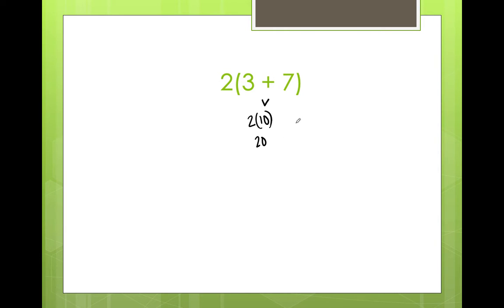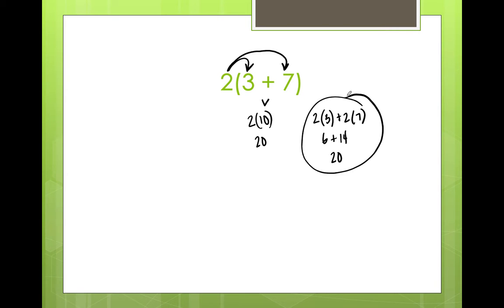But there's actually another way that you can simplify this expression, and that is using what is called the distributive property. Since the number 2 is being multiplied by both the 3 and the 7, it's the quantity of 3 plus 7, you can actually multiply 2 times each of the numbers individually and then add them, versus adding and then multiplying. So 2 times 3 plus 2 times 7, you get 6 plus 14, which is still 20. So this second method is using what we call the distributive property. So let's take a closer look at that right now.